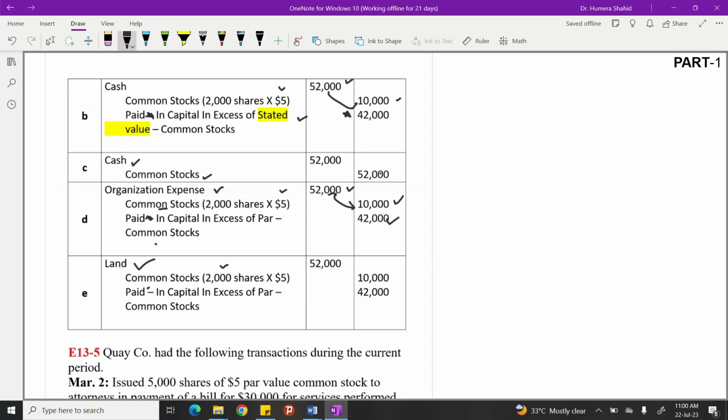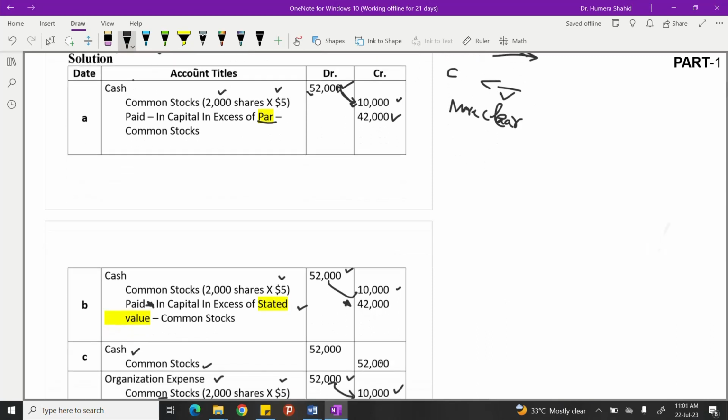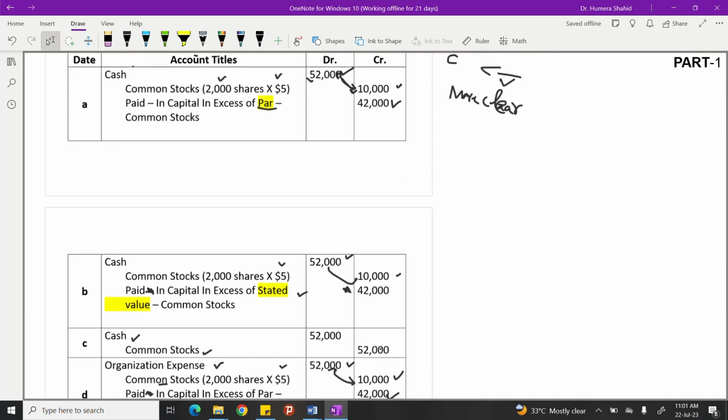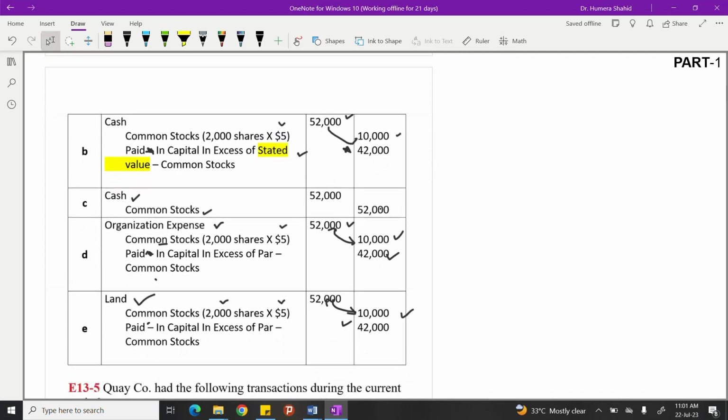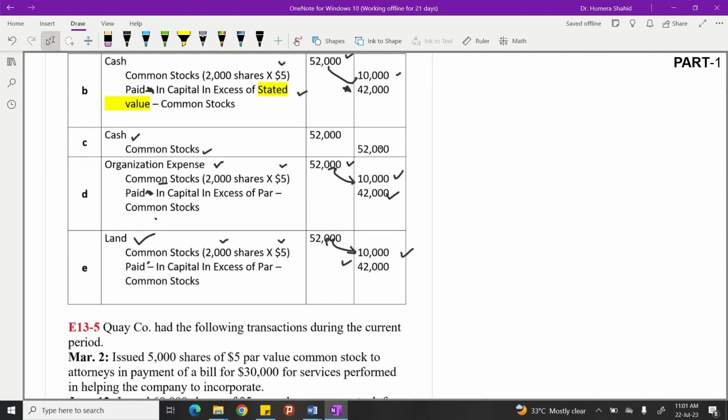2,000 shares were there. $5 was the par value. So when I multiplied, that is 10,000. The difference is because of excess, that is 42,000. So in this question, we have shared all the scenarios in which you issue the common stock at par, you issue the common stock at stated value, you issue the common stock for organizational expenses, and you also issue the common stock for non-cash assets.